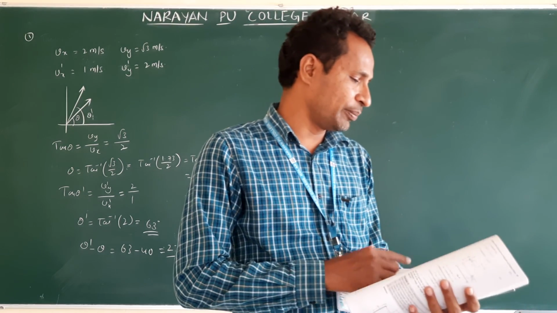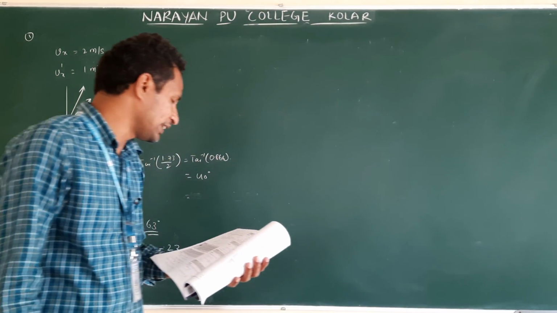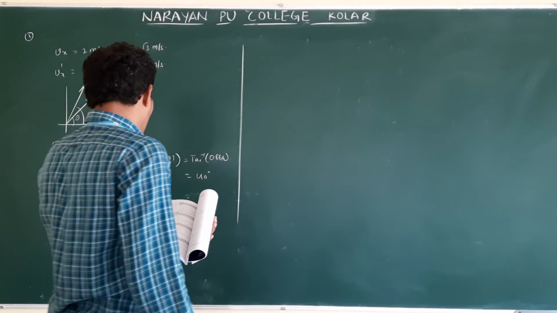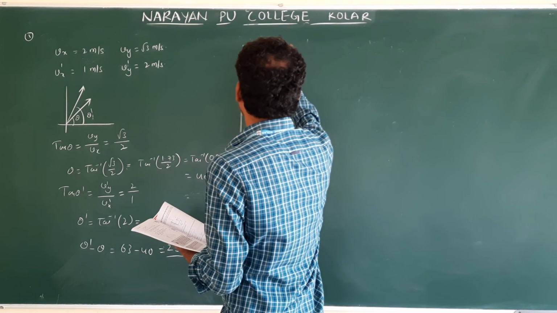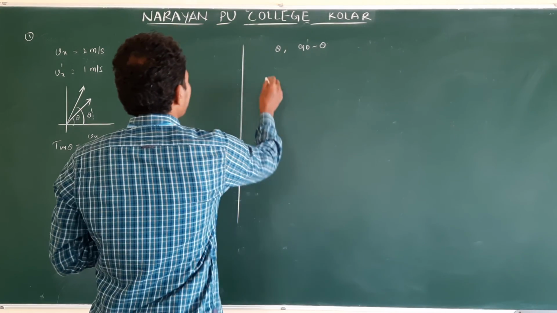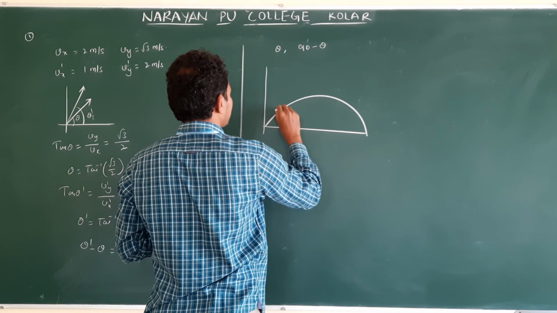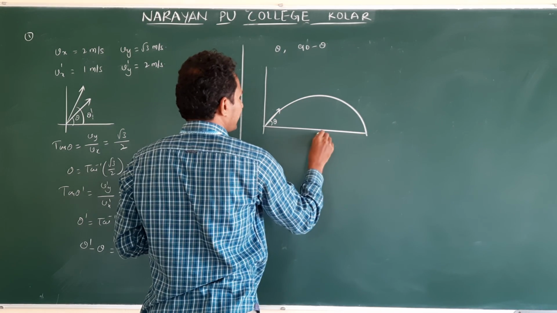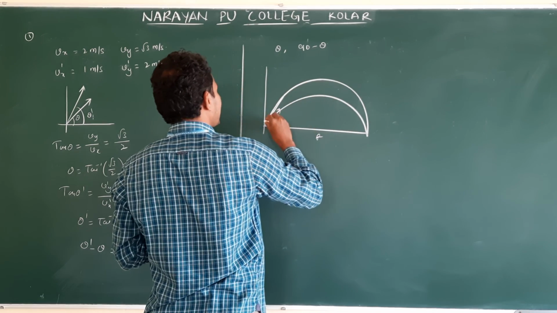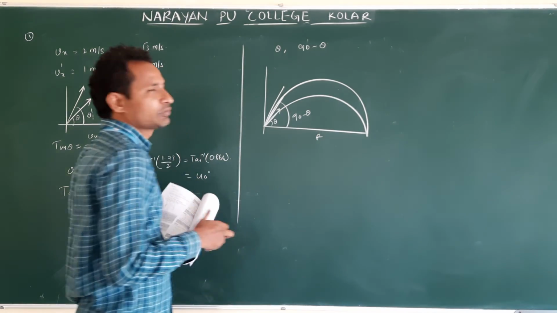The third point is very, very important. For a given velocity, the range will be the same for two angles of projection. One is theta, another one is 90 minus theta. This I will show you now. For these two angles, theta and 90 minus theta, the range remains the same. Suppose if we project with theta, the range is this. If you project with another angle, again the range remains the same. This angle is 90 minus theta. Clear?